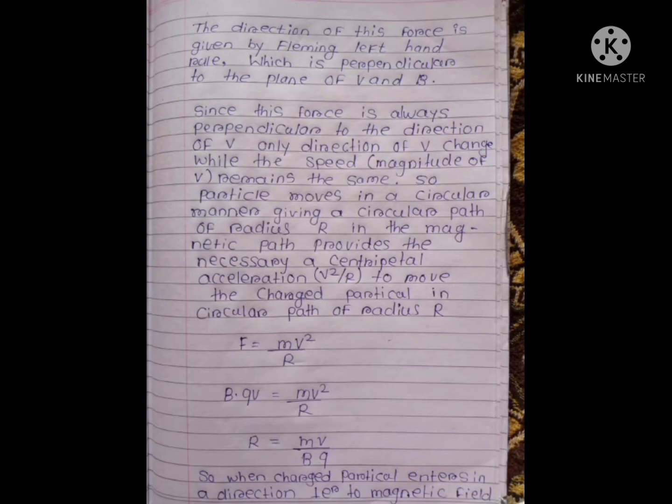F is equal to mv square upon r. B into qv is equal to mv square upon r. So r is equal to mv upon Bq. So when a charged particle enters in a direction perpendicular to the magnetic field.